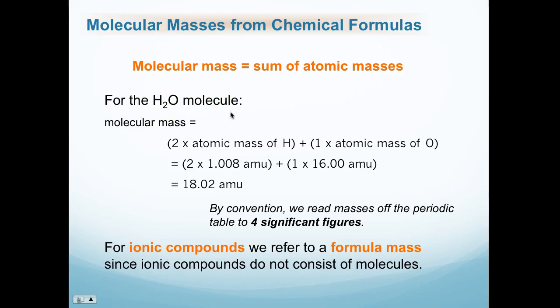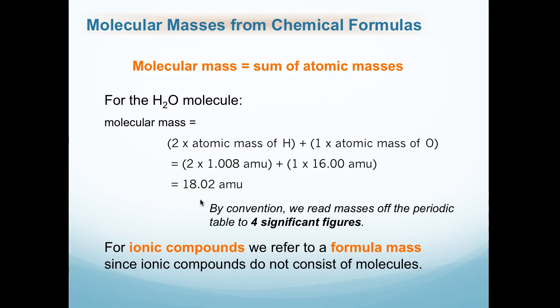So for example, with water, I have 2 hydrogen atoms, and here is the mass straight from the periodic table in atomic mass units. I have 1 oxygen, and I can take that mass straight from the periodic table, multiply each one of those, and then add them together, and this gives me the molecular mass of the compound as a whole. Okay, just some more terminology.